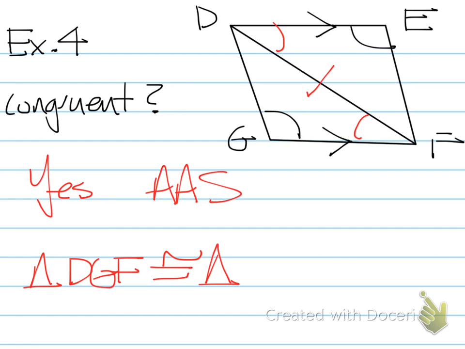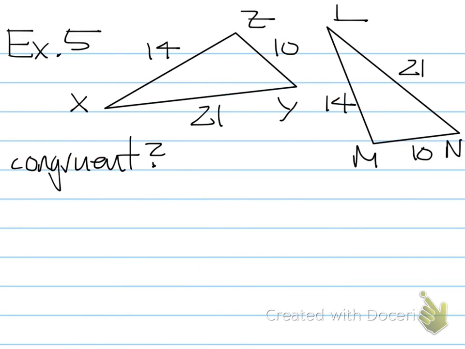So in alphabetical order, D, G, F. D corresponds to F, G corresponds to E, and F corresponds to D.